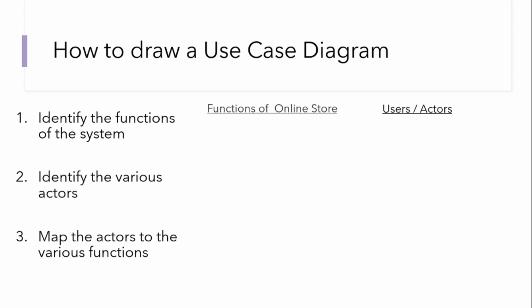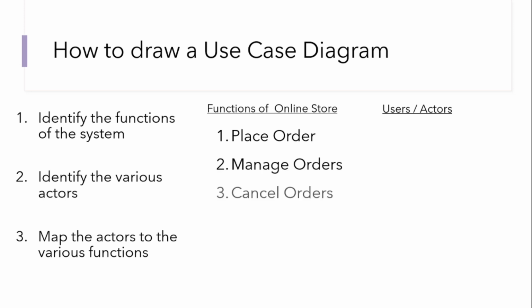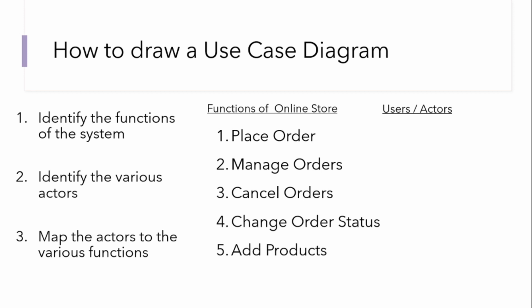So let's take an online store as a case study. Taking an online store, let's first identify the core functionalities of the online store. The first one we can talk of is placing of orders, managing of orders, cancelling orders, and then changing order status, and then adding products and updating products. So these are the core functions of an online store.